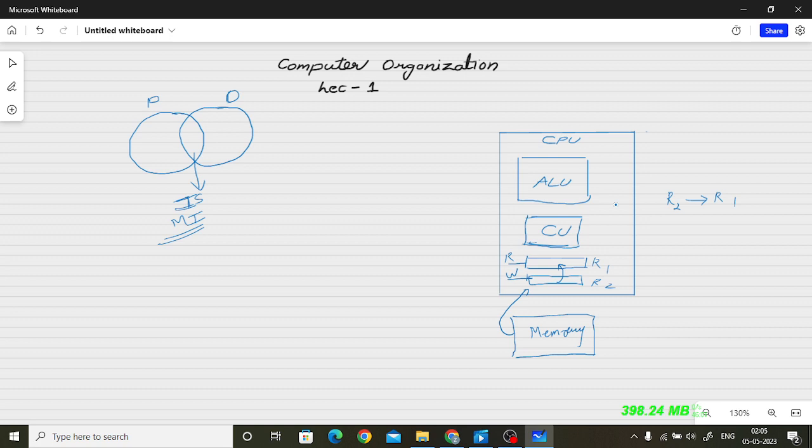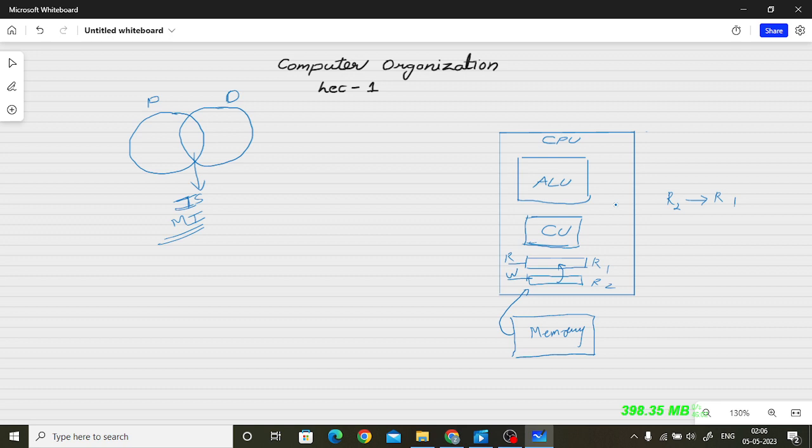Okay, so what are the types of instructions? I think you are all aware of the function of the ALU, CU and memory. ALU is responsible for performing arithmetic and logic operations. Arithmetic operations like addition, subtraction, division, multiplication, and logical operations like ORing, ANDing, inverting, etc.